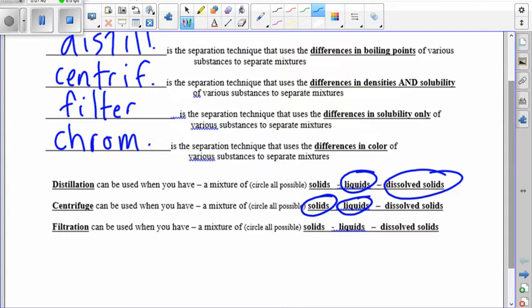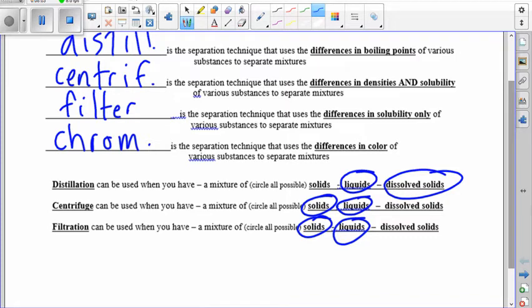Okay? Filtration, we could be working with solids and liquids. This also won't work with dissolved solids. Remember the food coloring? I think Kelsey, I was bugging about this. Food coloring is what in water? Soluble. If it's soluble in water, that means it goes right through the filter. Okay, so a dissolved solid, you can try and filter if you want, but it's going to go right through that filter.